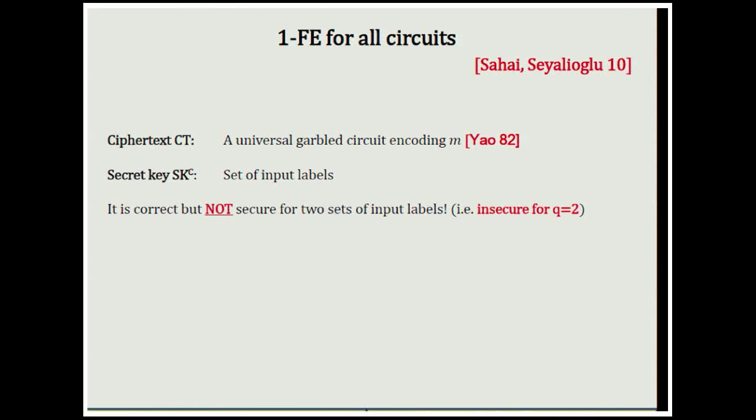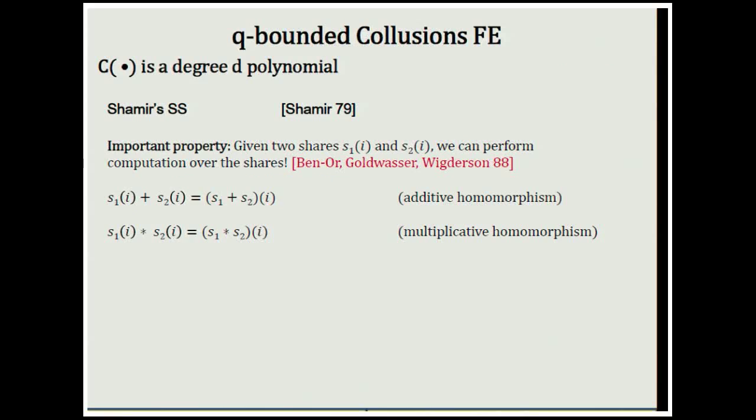Okay, so let me just give you some intuition about one query function encryption for all circuits from SS10. In particular, you can view the ciphertext as being a universal garbled encoding of the message M, and the secret key for a specific circuit as simply being the set of input labels. So from the security of garbled circuits, we know that the user can now evaluate and learn the output of the function. However, he learns nothing about the message M. We also know that as soon as you give two secret keys, two sets of input labels, the underlying scheme can no longer be secure.